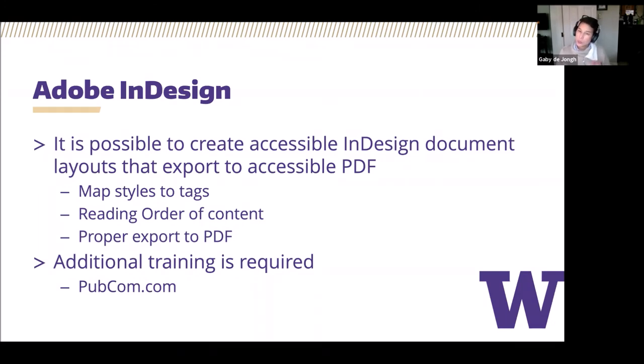But there is a very specific workflow that needs to be followed when creating InDesign documents for accessibility. This includes mapping styles to tags using the paragraph style pane and editing the tags in the export tagging menu to ensure proper reading order of the articles. Additional training on learning the workflow for creating accessible InDesign documents is recommended and available through reliable vendors.